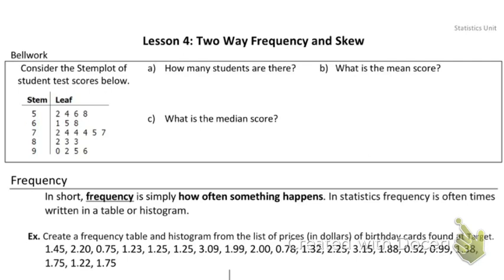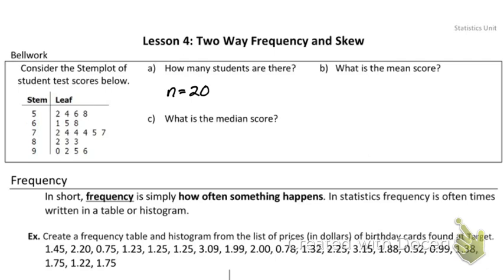Jacob. You count the number of leaves, and we have 1, 2, 3, 4, 5, 6, 7, 8, 9, 10, 11, 12, 13, 14, 15, 16, 17, 18, 19. We have 20 leaves. So we are going to have how many students? Well, we'll have n equals 20.